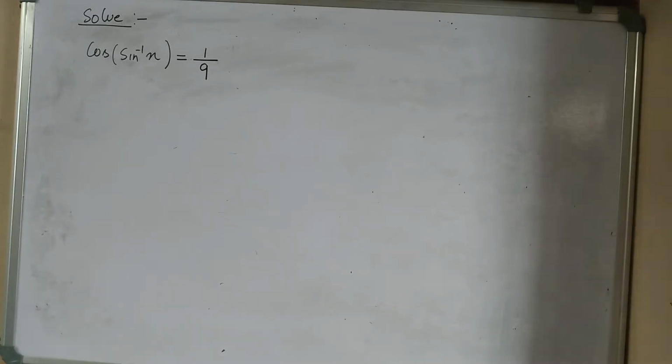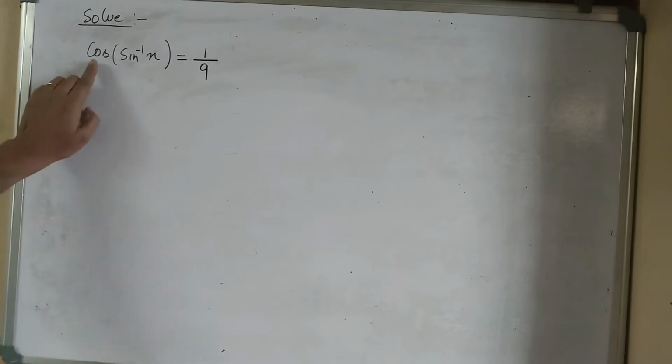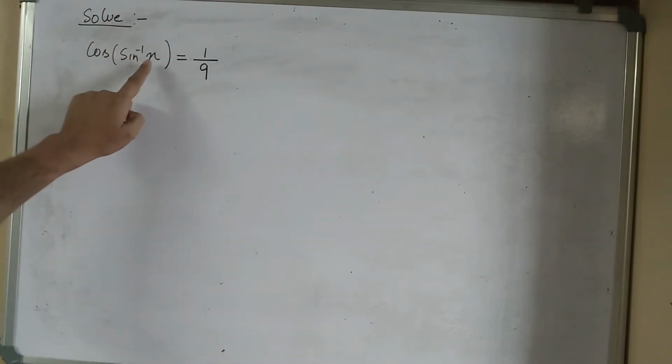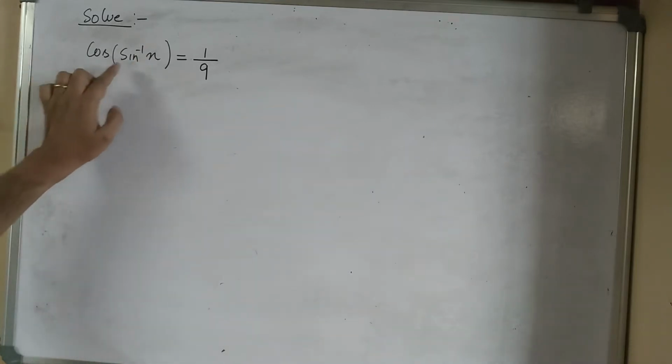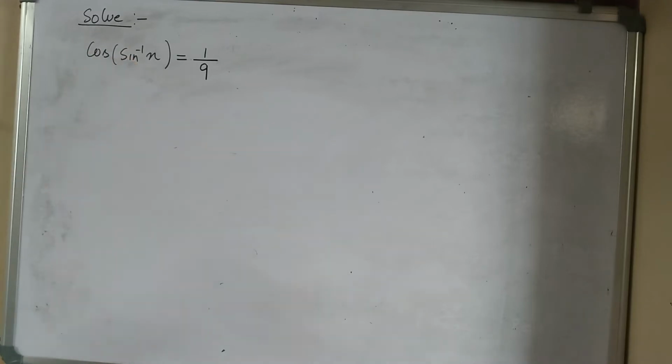Now I'll continue with inverse circular function problems. In this case, cos of sine inverse x equals 1 by 9. You have to calculate the value of x. Here in this problem there are two dissimilar functions: one is cos, another is sine inverse. For this kind of function we can use the method of substitution.